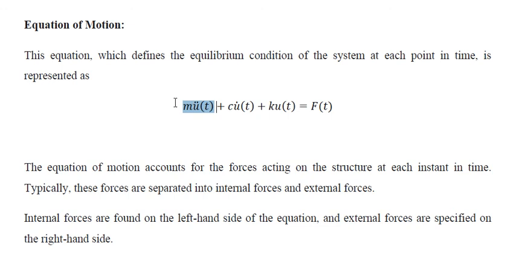The first component, m u double dot of t, that is mass into acceleration, is the inertia force. The second force is damping into velocity, which is the damping force. The third force is stiffness into displacement, that is the spring force. These three are the induced internal forces of the equation of motion, and F of t is the externally applied force of the equation of motion.